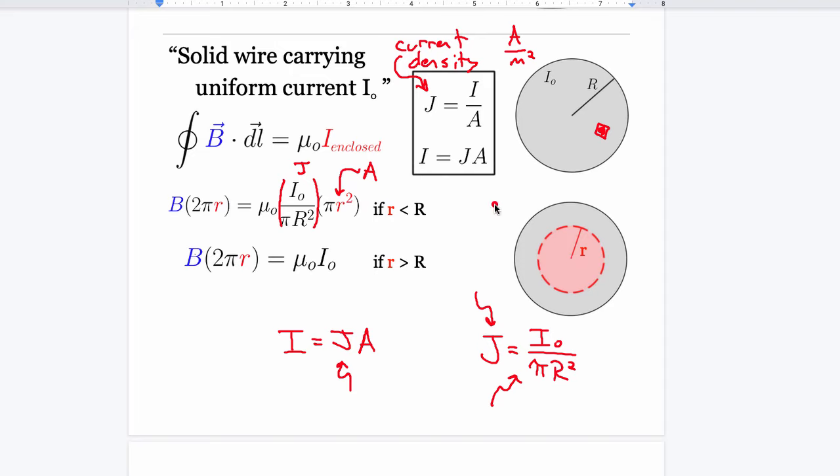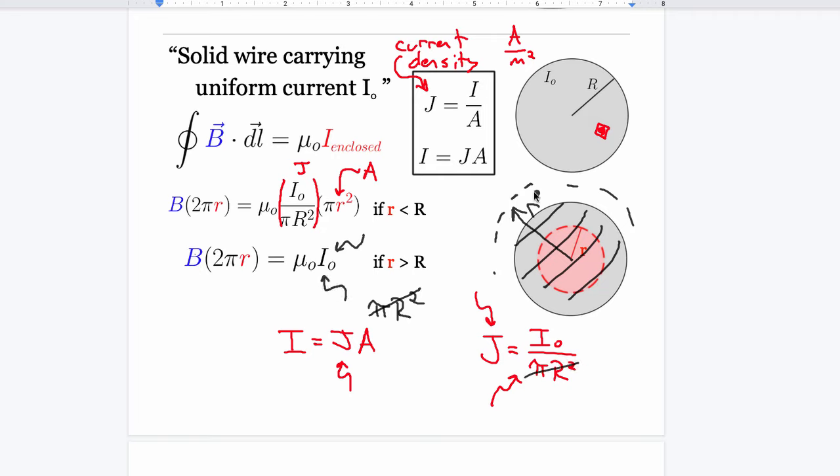If I'm outside here, if my Amperian loop's out here and little r goes all the way out to here, well, now I'm just enclosing all of the current. You can't get more than all of the current. You might be like, can I multiply J, my J right here, by pi big R squared? You could, because that's how much total area you got. But look, big R squared, pi would cancel big R squared, pi, and you just end up with I naught anyway. So if you're out here, you're enclosing all the current. There's no need to mess around with current density at all. You got all of it.